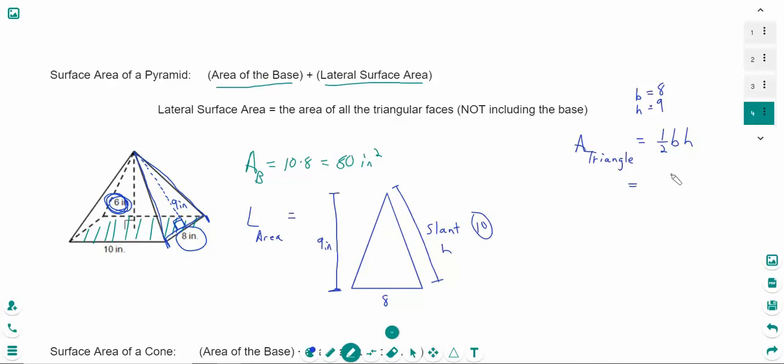So, the area of the triangle would be 1/2 times the base, which is 8, times the height, which is 9. 1/2 times 8 is 4. 4 times 9 is 36. So the area of the triangle is 36 inches squared.